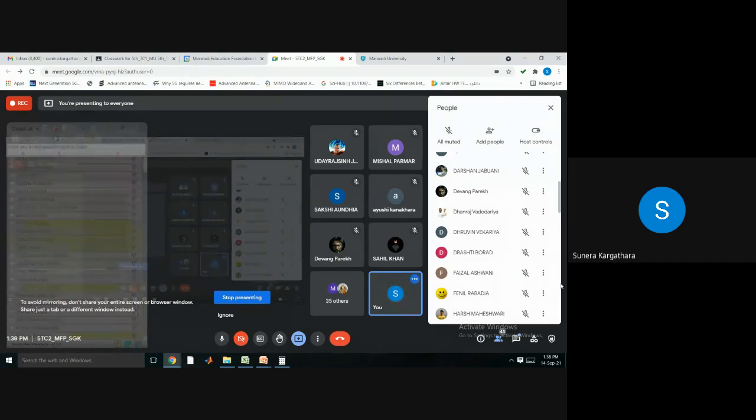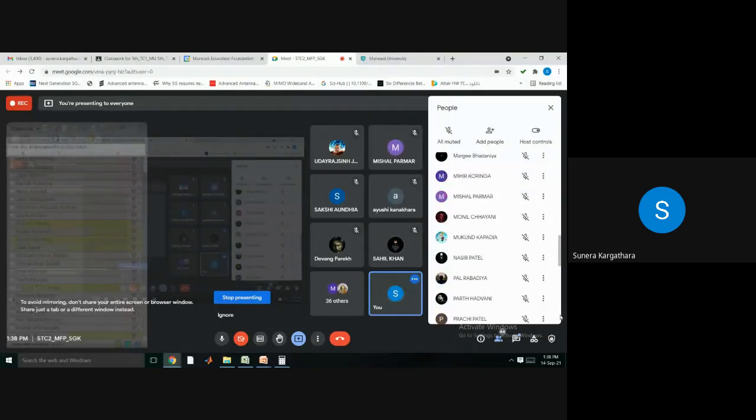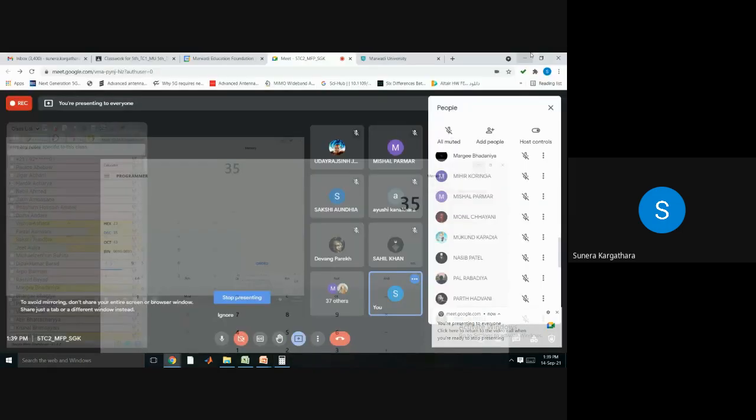Sahil, is it clear? Fenil? Harsh? Yes. Okay. All right. So it is quite easy to understand how a decimal number can be converted into hexadecimal. The opposite is also possible, but right now we will keep our conversion up to here, decimal to hexadecimal conversion. Okay, students.